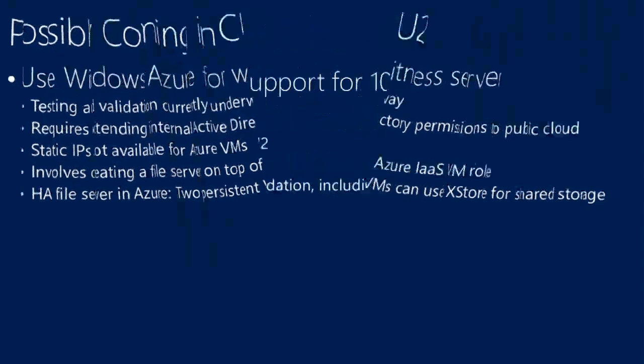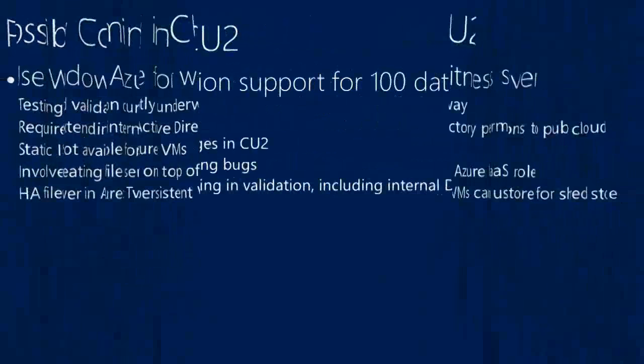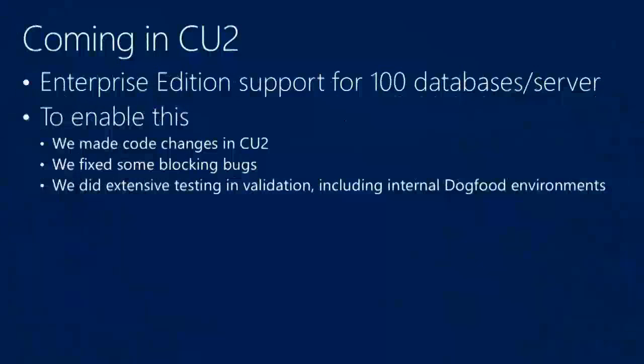All right. And then the last thing that we talked about coming in CU2 is we are going back to 100 databases per server support with the Enterprise Edition. CU1 and RTM are limited with 50, and now we are, after doing a bunch of work and extra testing and validation, we feel very comfortable in moving it back to 100 databases per server.